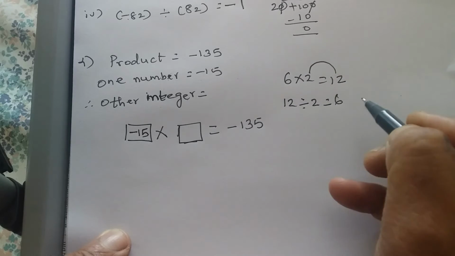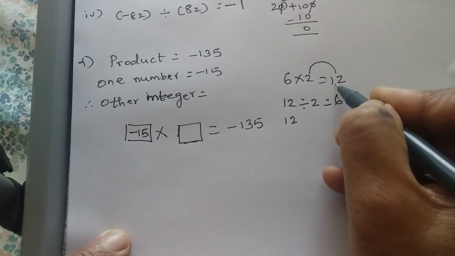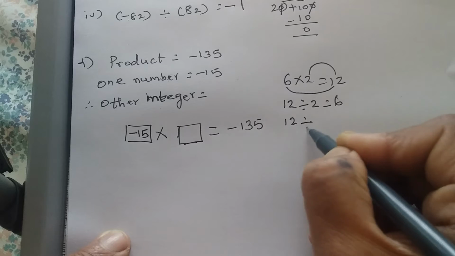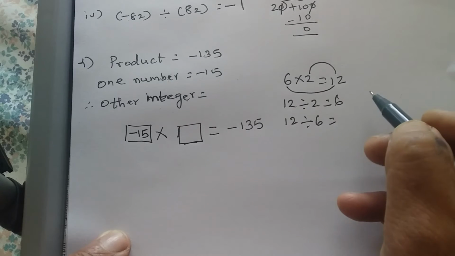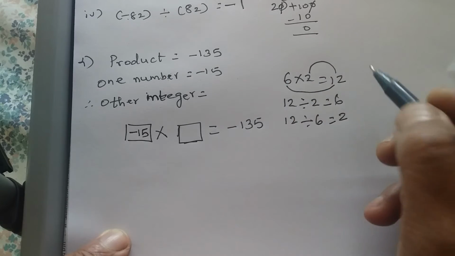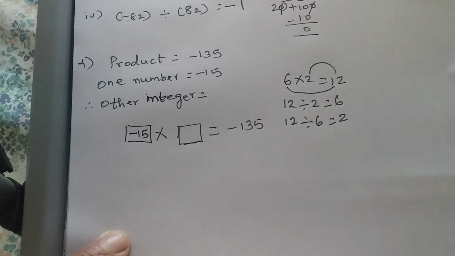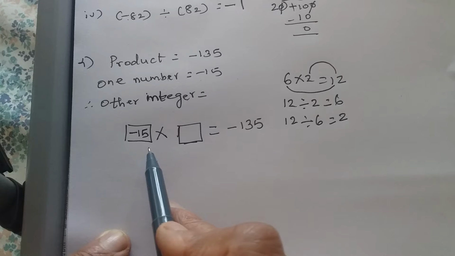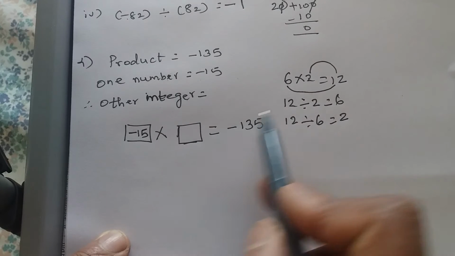12 divided by 2 gives, can you guess? Yes, 6. Now the next statement, can you tell? 12 divided by 6. You divide by the other number 6 and what will be your answer? Yes, it is 2. So 12 divided by 2 is the leftover number 6 and 12 divided by 6 is 2. Now just compare that with this. We have to get the second number. Which is the second number? We have to get 2.